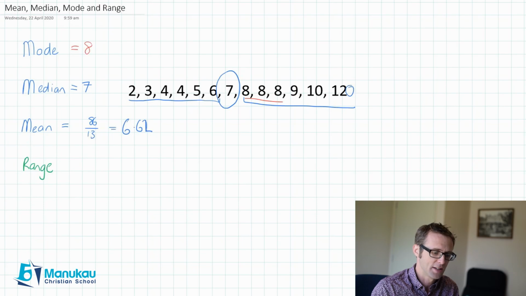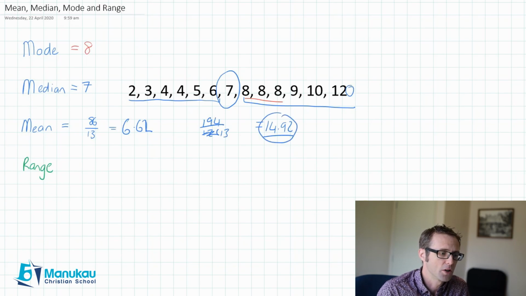So instead of 86, we'd have 194. So the mean in this case, 194 over 13, sorry, would give us 14.92. Now you can see that this is not a very good measure of central tendency, because that value would be right in there, and you can see that 12 items of data, these ones here, are going to be less than that, and only one is above it, the 120. So you see that the mean can be impacted by a very high value.